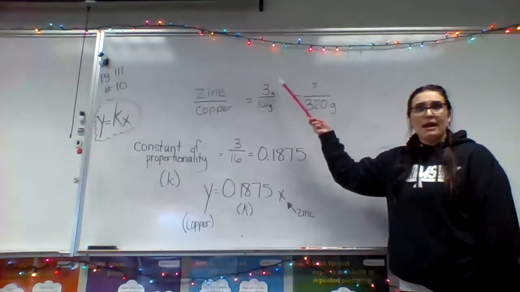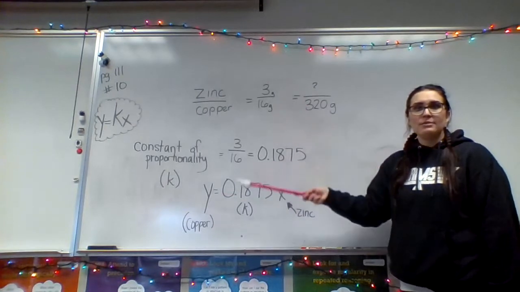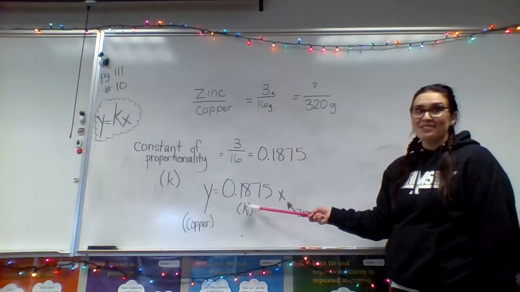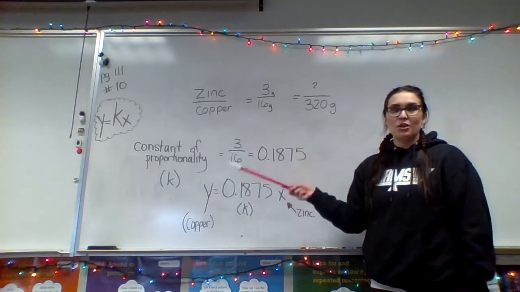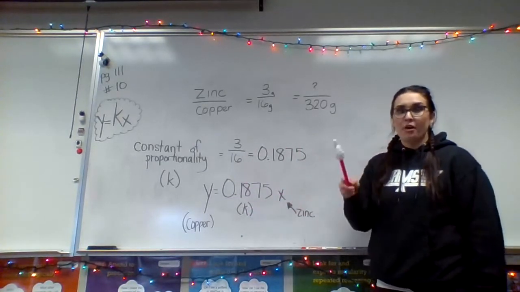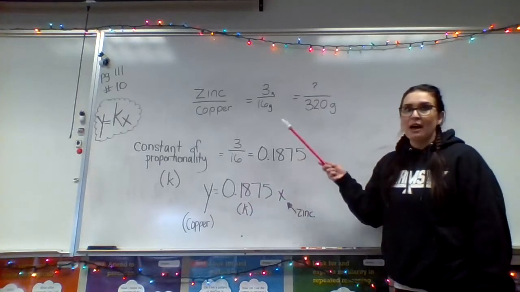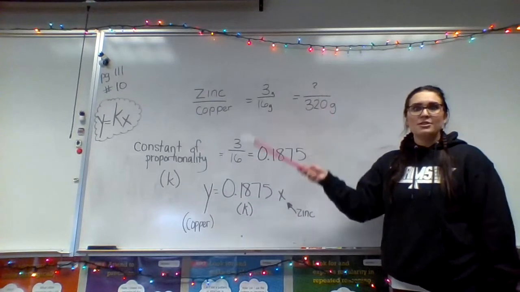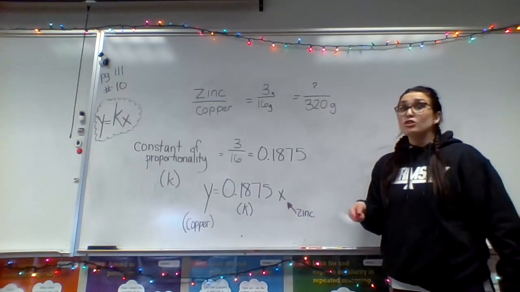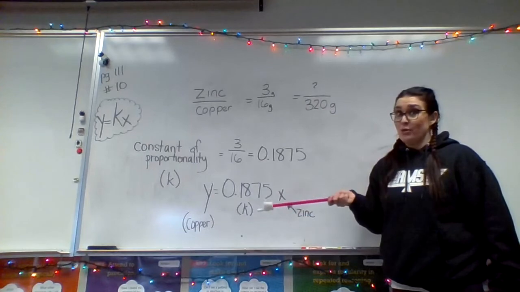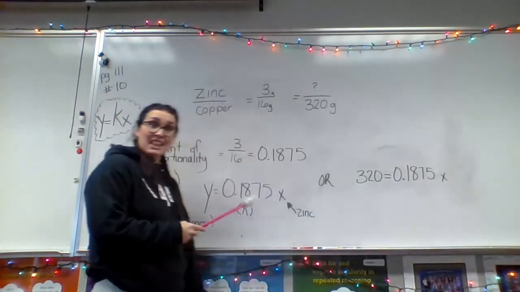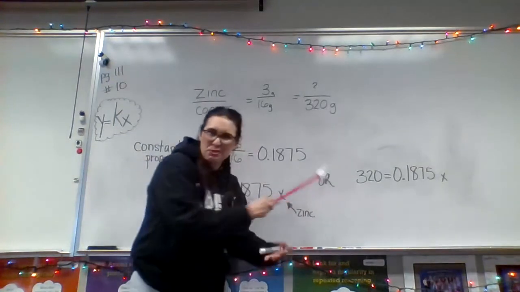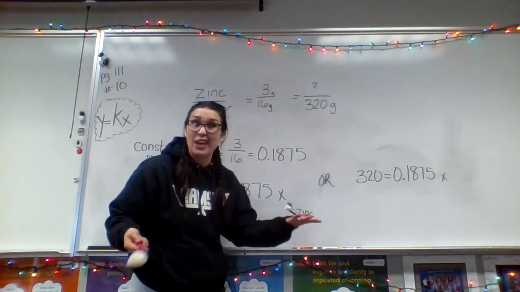So we can think about it like this, my friends. I did 3 times 1,875 10,000ths, and that's how I got 16. So we're playing around with that. Here's how we're going to do it now. I want to know what zinc is going to be up here, so I need to solve for my unknown. We can rewrite this constant of proportionality equation once I've plugged in those values that I know.